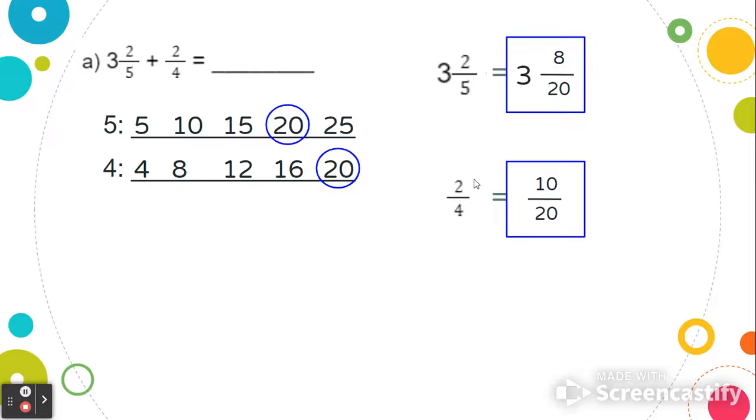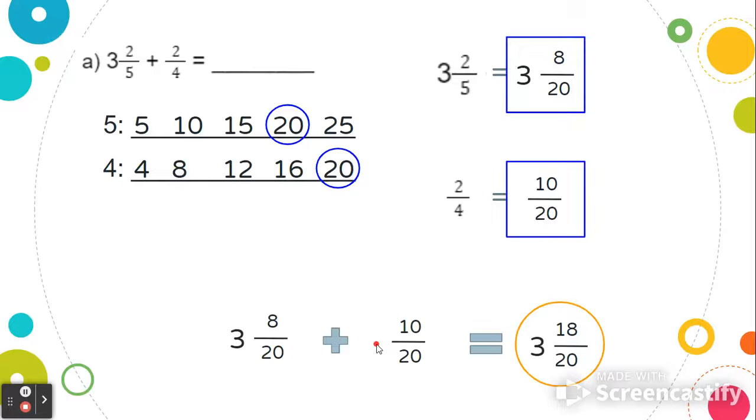So we need to add these fractions together since our starting problem was addition. 3 and 8 twentieths plus 10 twentieths. Let's start by adding the fractions. 8 twentieths plus 10 twentieths is equal to 18 twentieths. Now we can add the whole numbers. There's no whole number in front of 10 twentieths, so that is like a 0. 3 plus nothing is equal to 3. So our sum or answer is 3 and 18 twentieths.